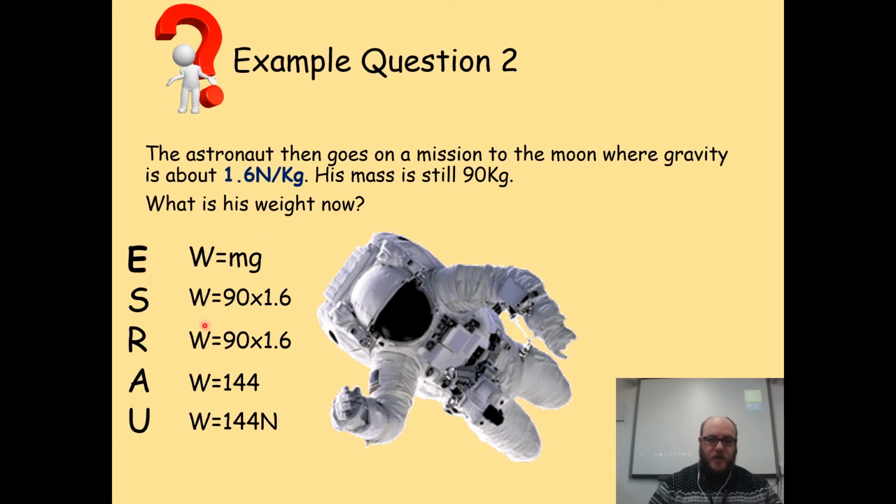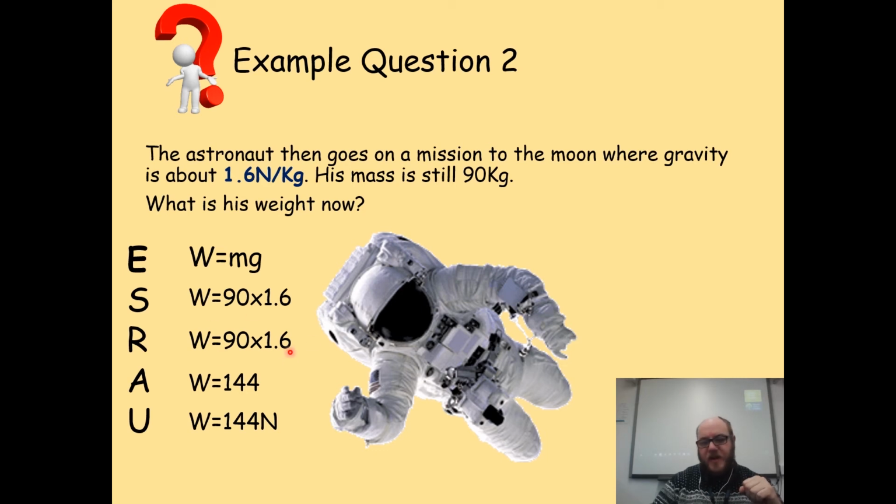Now we substitute in the numbers. Weight is 90, that's still his mass, times 1.6. That is the force due to gravity. You will be given this for the planet that they're on. You need to know that the Earth is 10, so it won't give you 10 for the Earth.